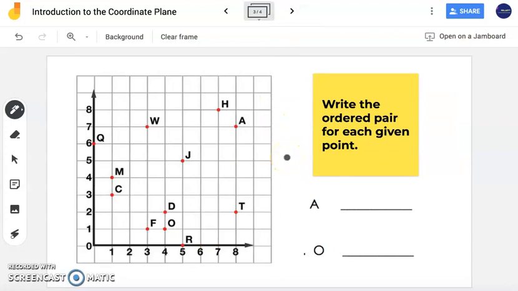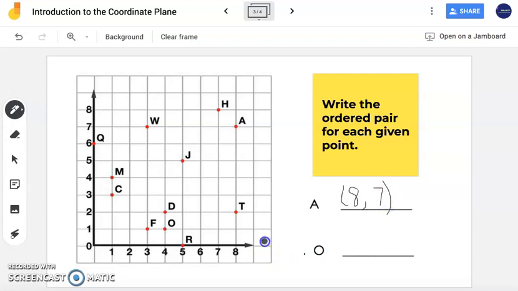Now, in these next few problems, we have the same coordinate plane with the same points. However, it's asking a different question. This says, write the ordered pair for each given point. I'm given point A. My goal is to first identify point A on my coordinate plane, which in fact is right here. I look down at my x value and I see the number 8. So I'm going to first represent that as the first number in my ordered pair. Now I need to find my y value. So I'm going to look to the left and I see that it hits 7 along the y-axis.